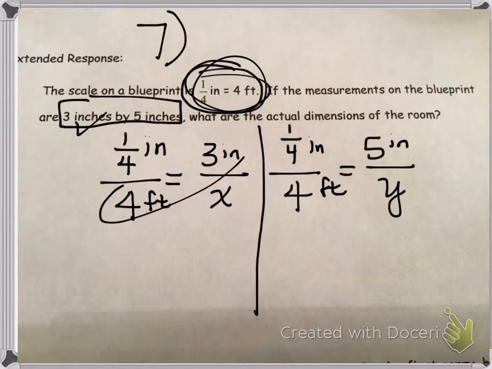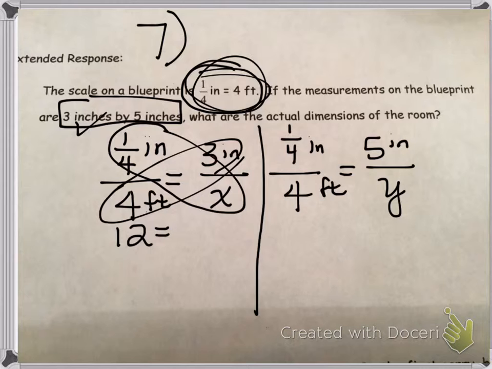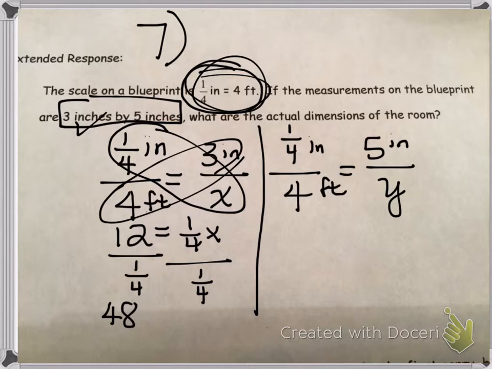If you cross multiply these, 3 times 4 gives you a 12, and that's going to be equal to 1/4 X. And since 1/4 and X are multiplied together, the inverse would be to divide. And you might be surprised when you see an answer of 48, but 12 divided by 1/4, if you think of it like money, means how many quarters go into $12. And there's quite a few. It would actually be 48.